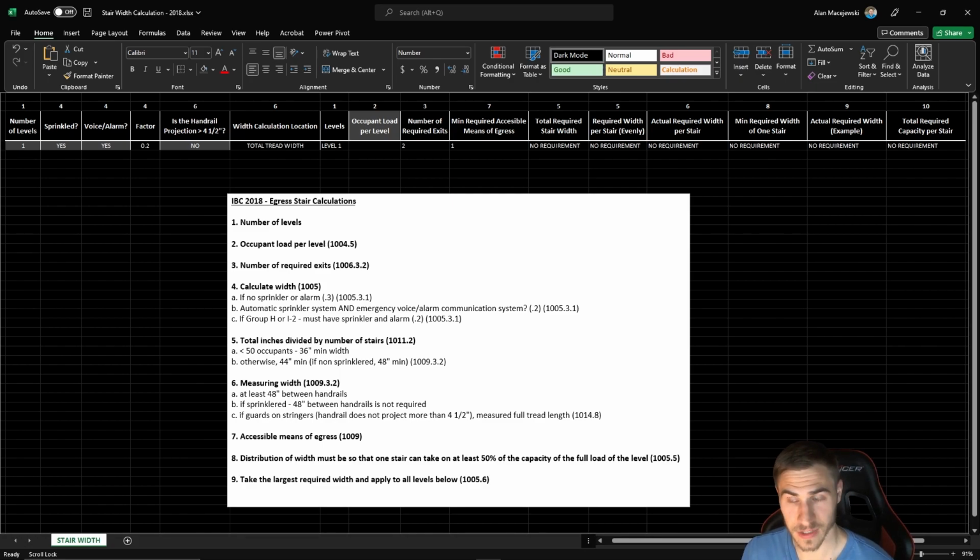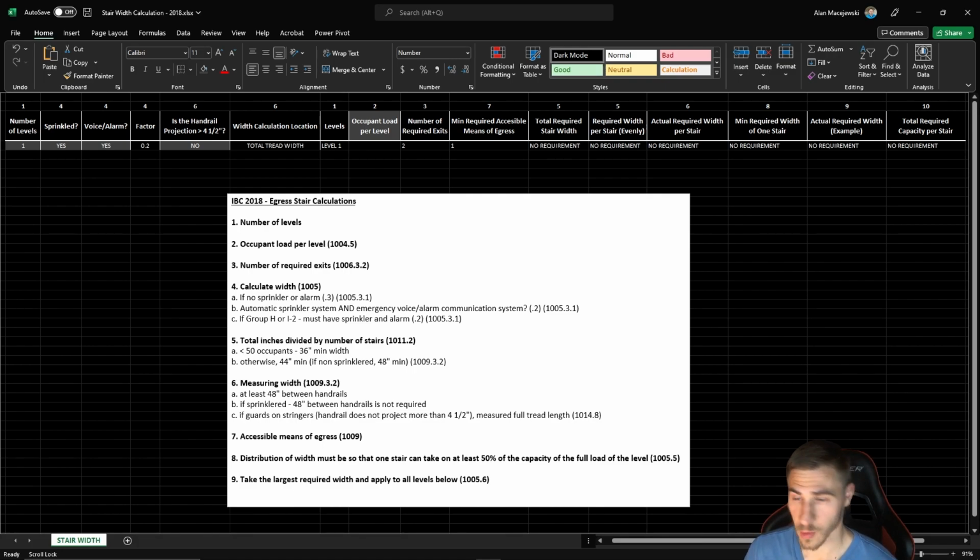The next disclaimer is obvious. Please do your own homework, your own code check, because I'm not doing it for you. This is just a really great go-by to give you an idea of what your stair width might be really quick based on your occupant load. Obviously, really easy stuff. And then from there, you obviously need to confirm it. That's kind of the point here.